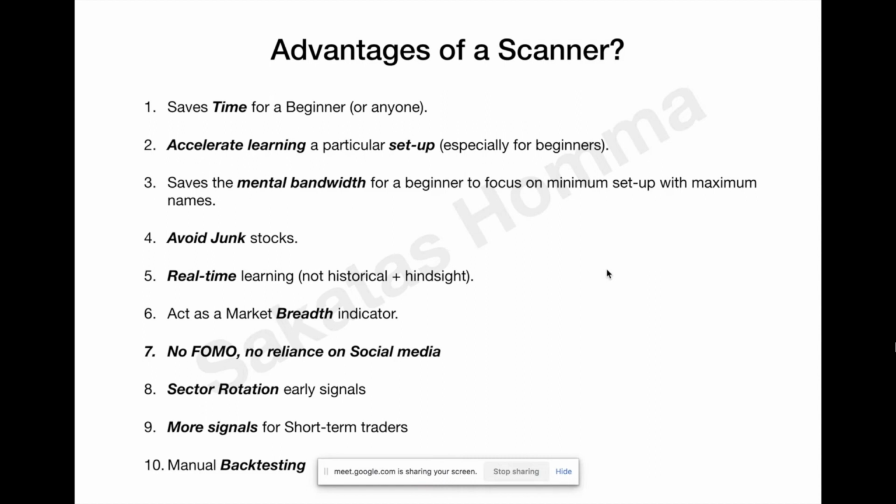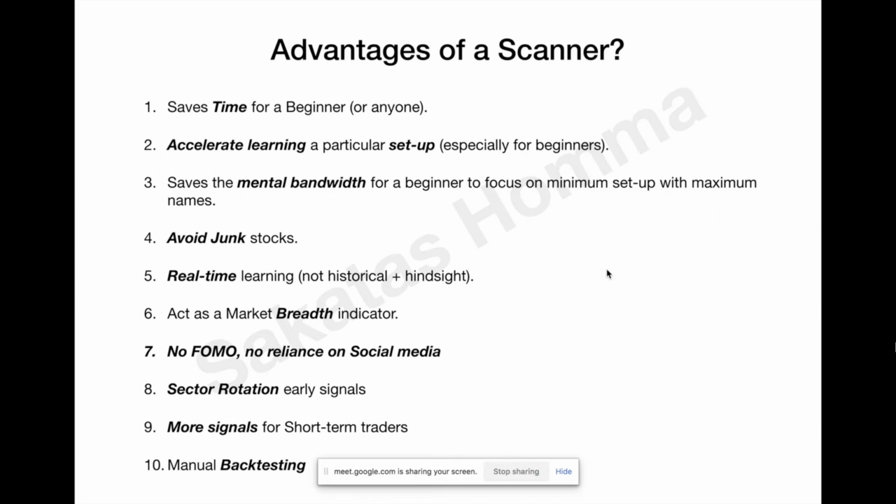Number 8 is that if you have a good scanner, it will show you which stocks and which sector is getting hot, and which sector is now getting cold. This is a little advanced level skill, but this also is possible. For short-term traders, it just gives you more signal. And number 10 is basically manual backtesting.